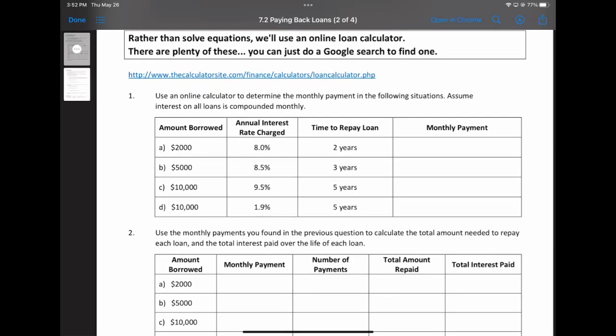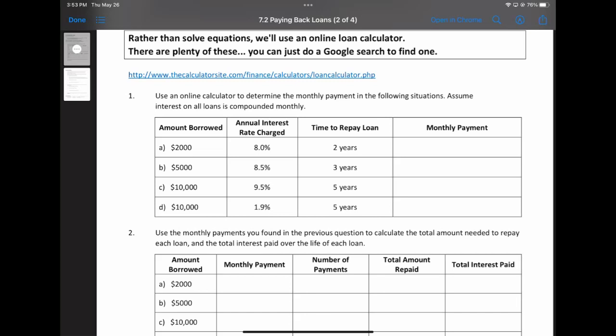So for the first one, we want to borrow $2,000 at 8% interest rate per year, and we're going to repay that over 2 years. Now we're going to be making monthly payments, and we're going to assume that it's compounded monthly. That isn't necessarily the case, and depending on the calculator you're using, it may or may not make the right assumption. We're not going to worry about that. We're just going to use the calculator and see what it says. And we want to figure out what our monthly payment would be.